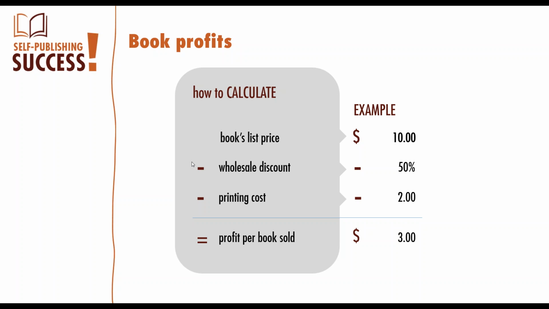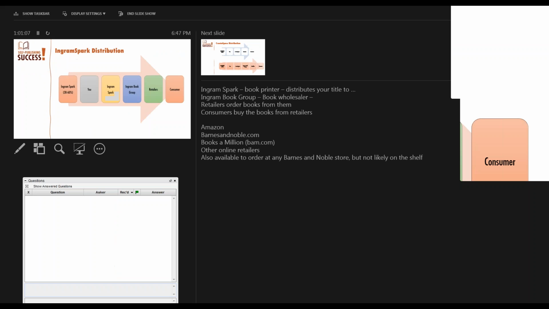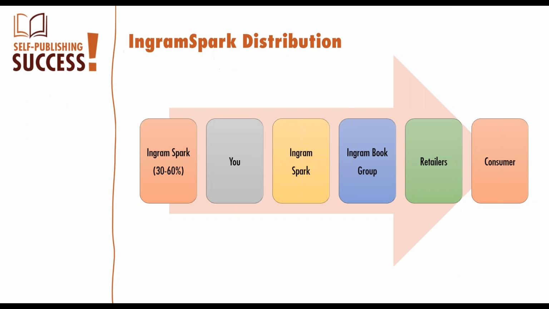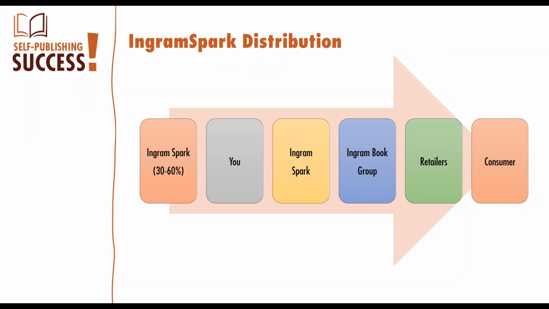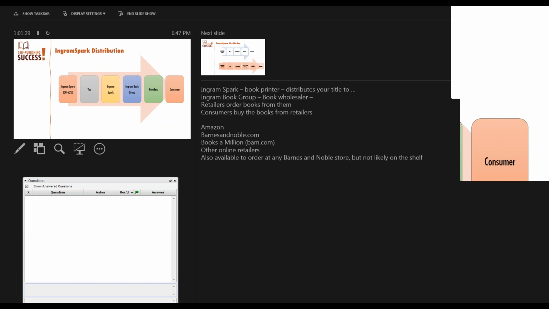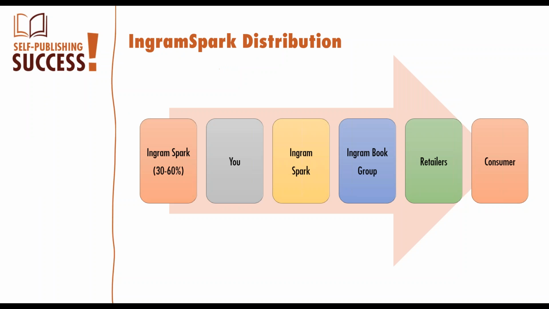So let's look at distribution. We're going to talk about Ingram Spark. Ingram Spark allows you to select your own wholesale discount between 30 and 60%. I suggest you go in at 40%. That helps it get listed into the retail stores a little bit easier. Once your book is established in the channel and it's showing up on Amazon and other book retailers, you can then go back to Ingram Spark and drop it down to 30%, then see if that makes any difference. I do suggest you start at 40% and go from there.